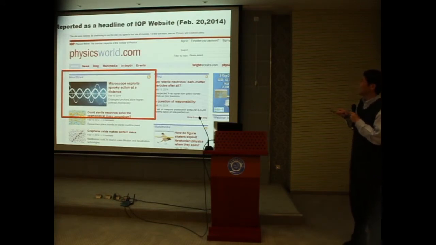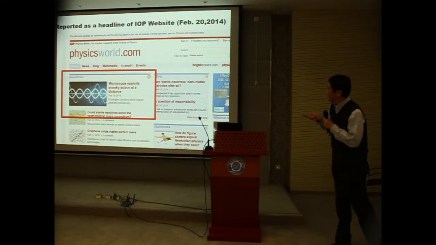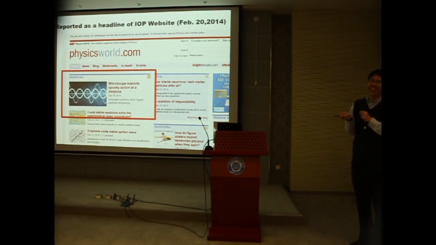So this is a bit interesting that they say the microscope exploits spooky action at a distance. Interestingly, in Japan, people said entanglement is too difficult to understand, so they are not able to show us some interest, but maybe in the physics world or some journals in Europe, they reported our results.